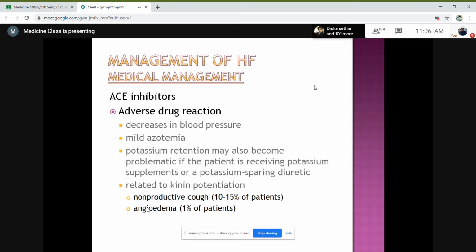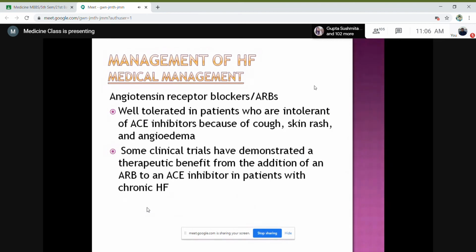Sometimes there can be adverse drug reactions related to kinin production. There can be a non-productive cough in around 10 to 15% of patients, and angioedema in around 1% of patients. Patients using ACE inhibitors have these side effects because of kinin production. The other drugs that can be used as a substitute for ACE inhibitors are ARBs.